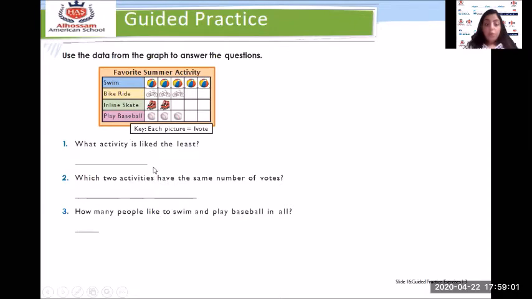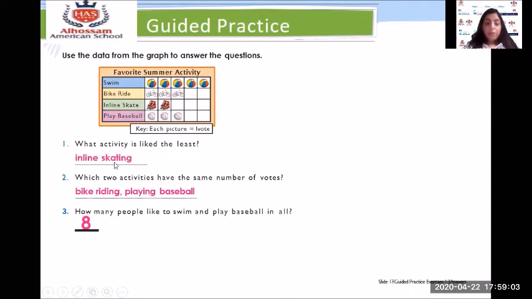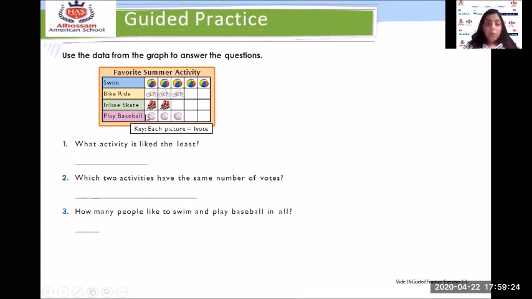Which two, let me write it. Which two activities have the same number of votes, for bike ride and play baseball? Yeah. And how many people like to swim and play baseball in all? How many people like to swim and play baseball in all?